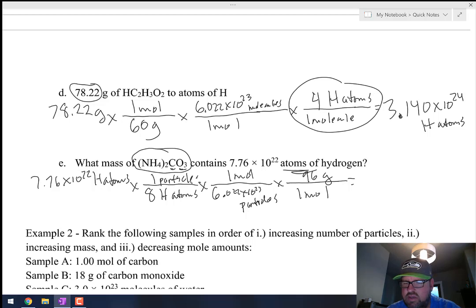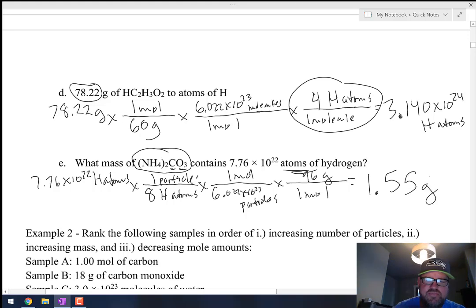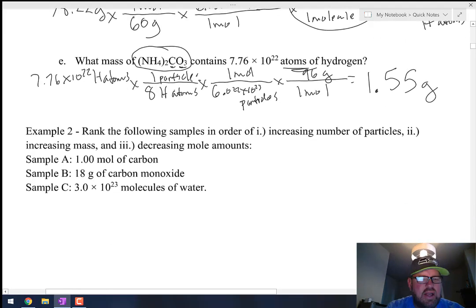7.76 times 10 to the power of 22 divided by 8 divided by 6.022 times 10 to the power of 23 times 96. How about 1.55? That sounds a little bit more likely. 1.55 grams. All right. Example 2, I'm going to leave that to you.